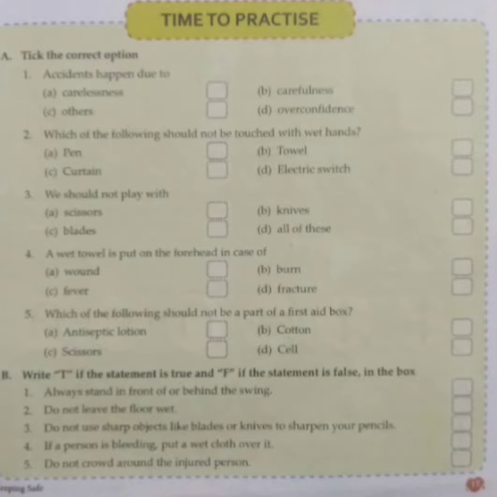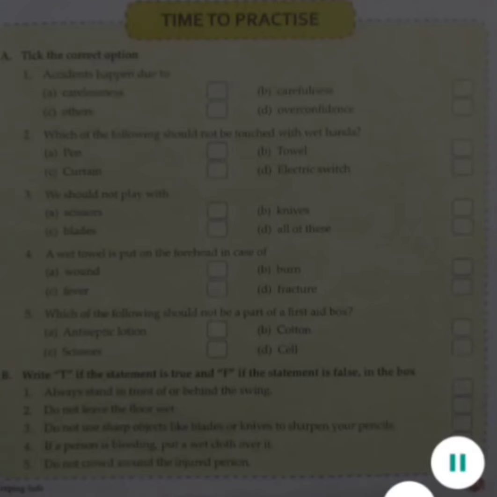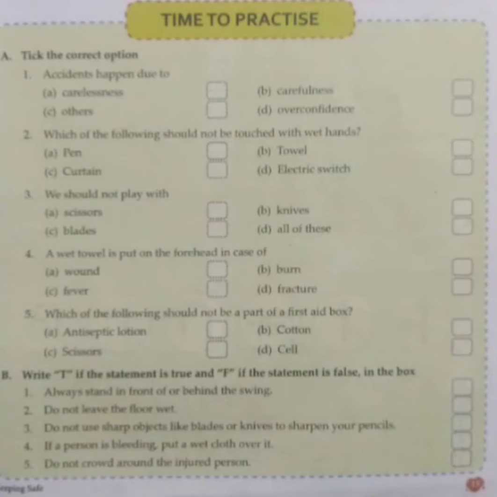Okay, students. So today, in continuation of that, we will discuss the exercise portion of this chapter 2, Time to Practice. Question A is, tick the correct option. Here some questions are given to you, along with 4 options. You have to tick the option which is the correct answer to that particular question. So let's start.